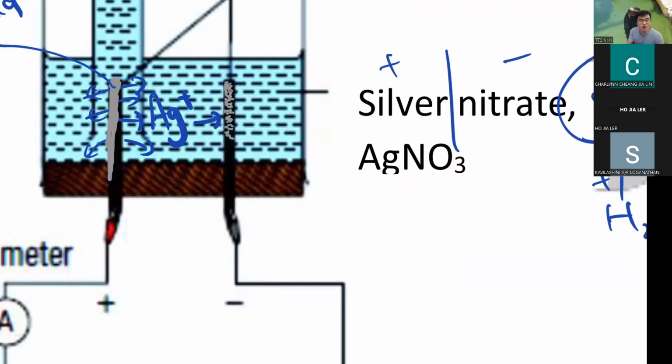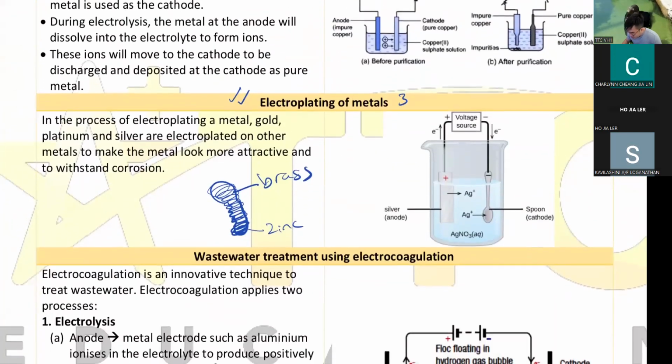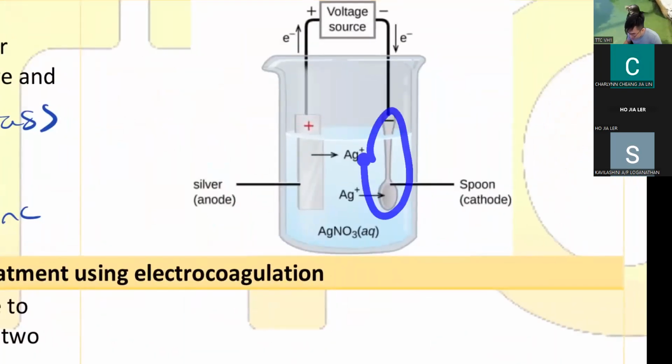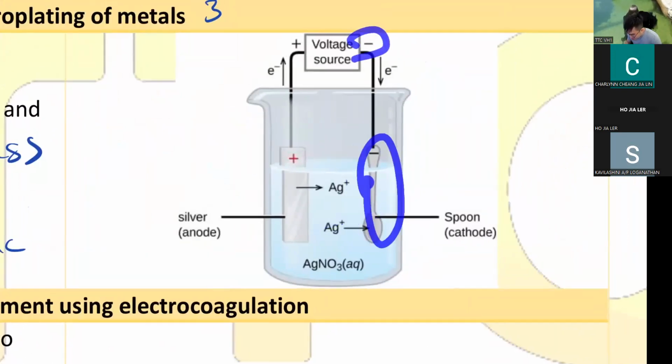The thing you want to coat, the thing you want to electroplate, you put it at the cathode, which is like this. If I want to coat my spoon with silver, I put it at the negative. So now the silver will stick here, and then the silver here will jump in, and this thing will get corroded.